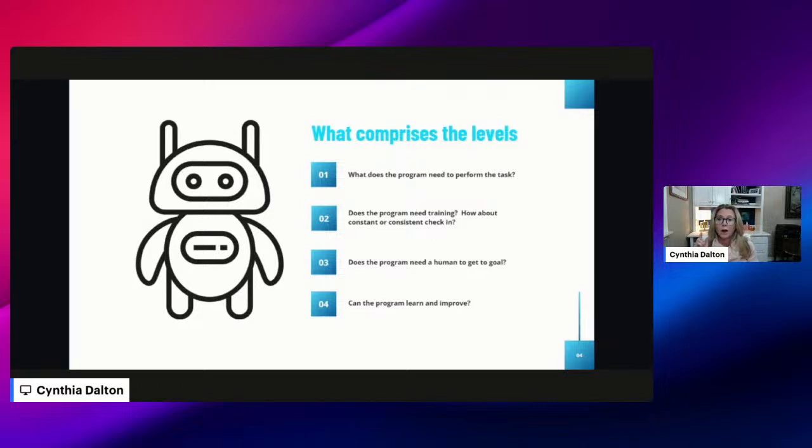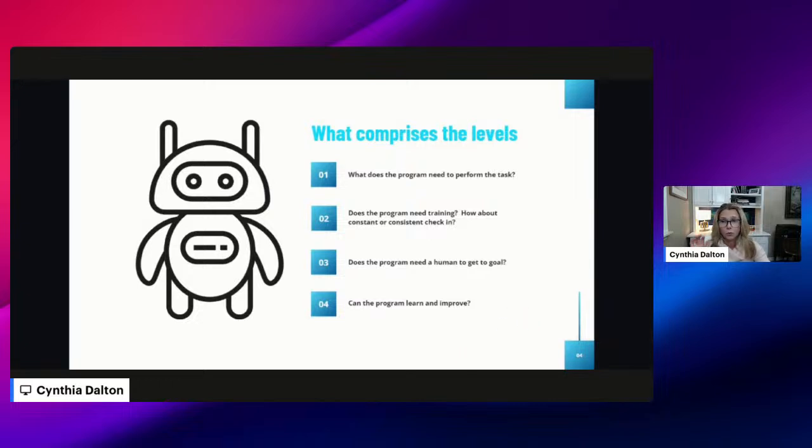We're asking ourselves, what does the program need to perform the task? How much human interaction does it need? Does the program or the machine need training? How about consistent or constant check-in? Does the program need a human to get to the goal, to get to the output? Because all of these things, we're trying to achieve a goal or get to an output. So does the program need a human being to get there? That's another question we ask as we look at these levels. And can the program learn and improve? So these very basic things are what you are asking yourself as you go forward.